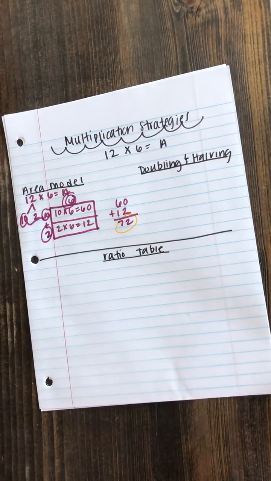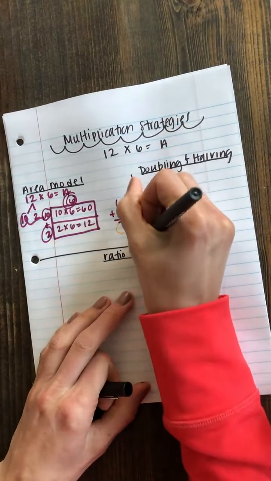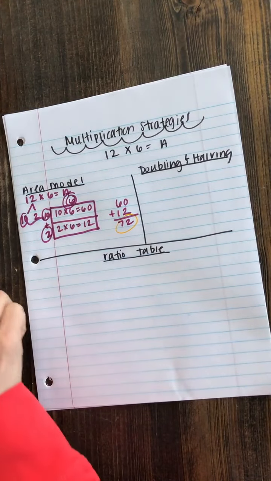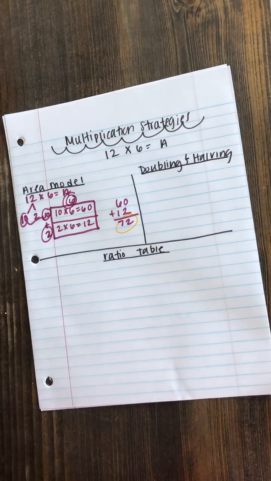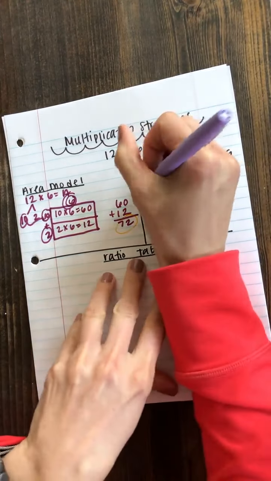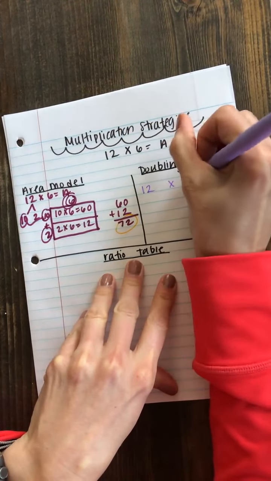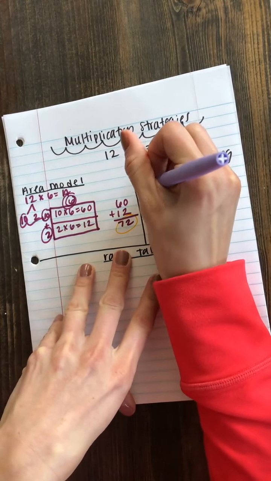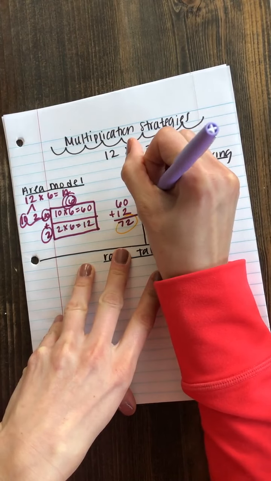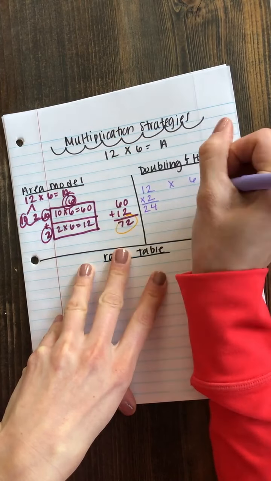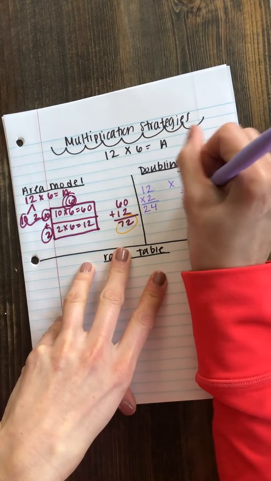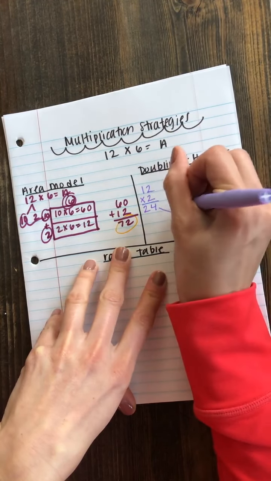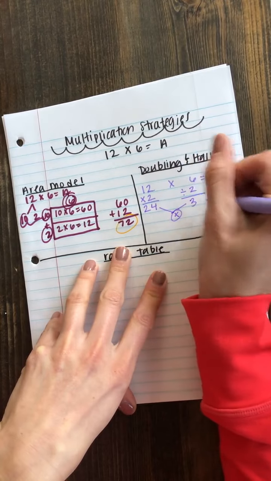Okay, for the next one, doubling and halving, you are going to double one side, so multiply it by 2. 2 times 2 is 4, 2 times 1 is 2, 24, and you're going to divide one side. 6 divided by 2 is 3. Then you're going to take 24 and 3 and you're going to multiply them together.